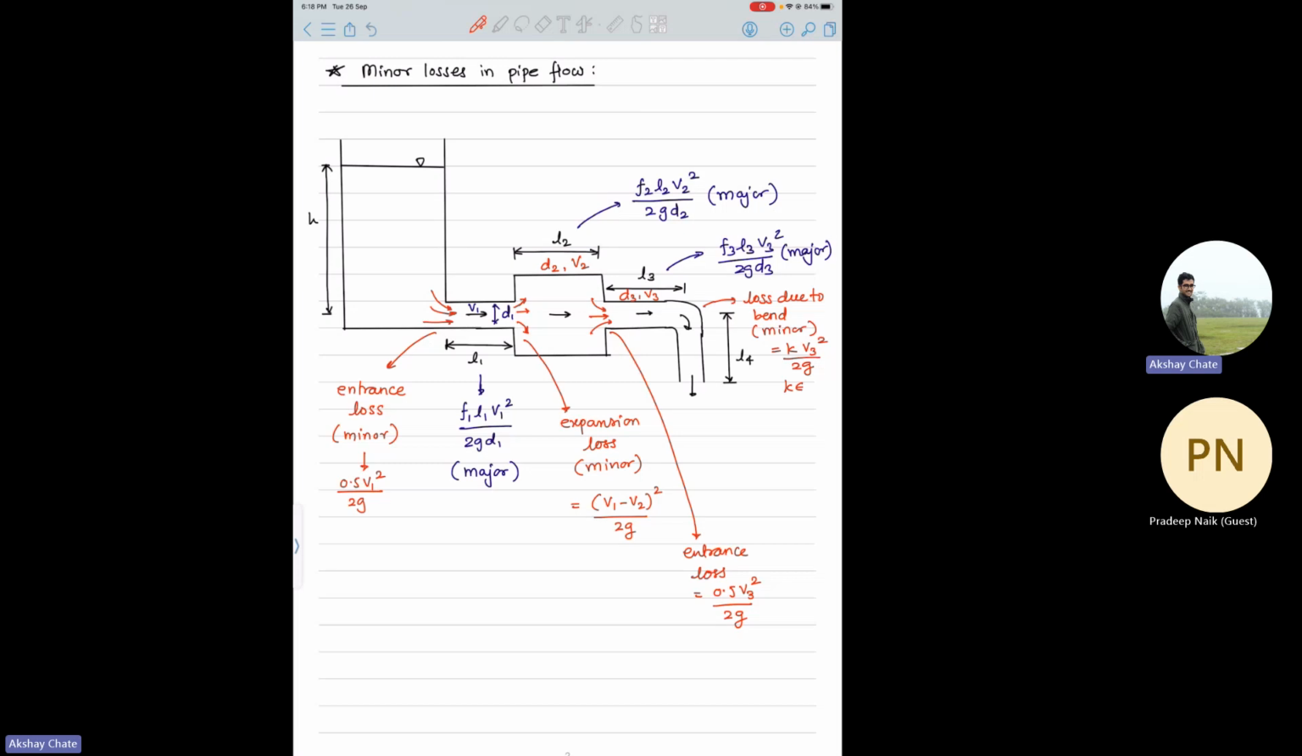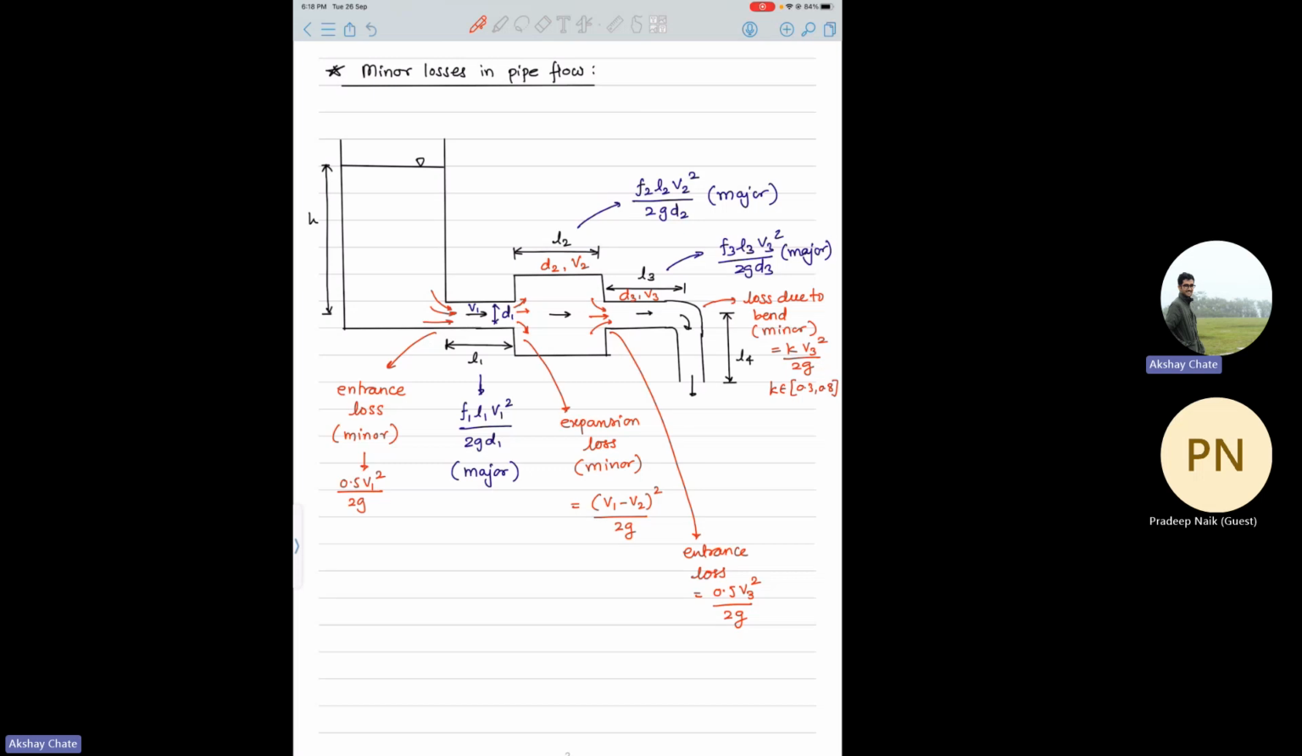K typically varies between 0.3 to 0.8 or something. So the value should be less than 1 is the point. In some cases it can be greater than 1, but that is a highly unlikely case. So typically it is less than 1.